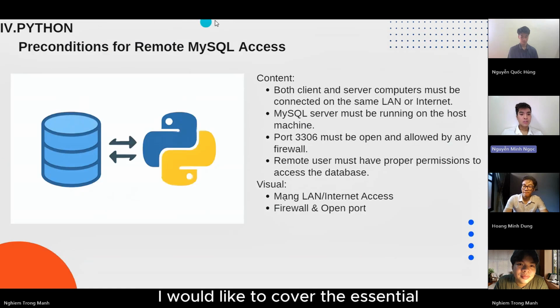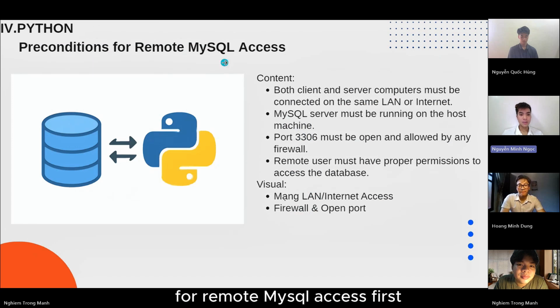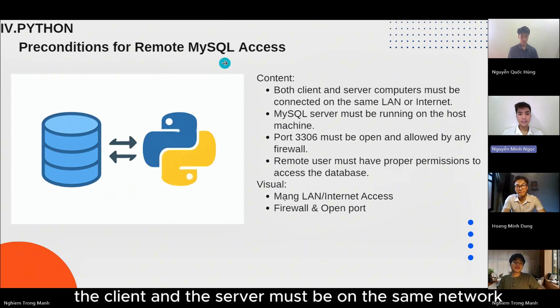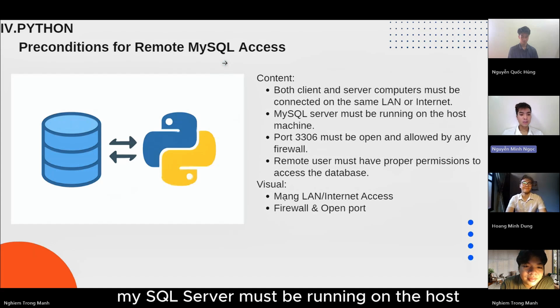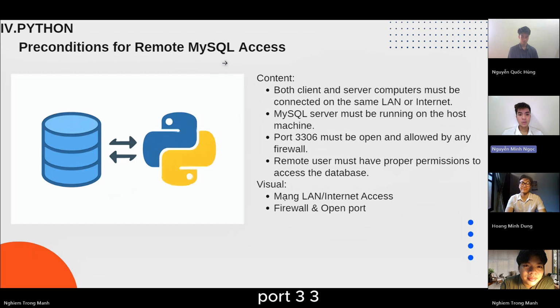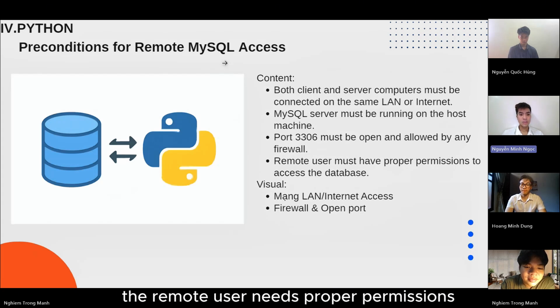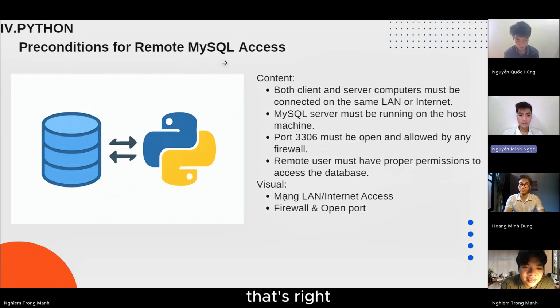First, I would like to cover the essentials for remote MySQL access. First, the client and the server must be on the same network, LAN or internet. The MySQL server must be running on the host to accept the connections. Port 3306 must be open through firewalls or connections will fail. Finally, the remote user needs proper permissions to access the database. Visual: network with client, server, open ports, and permissions. Next slide.